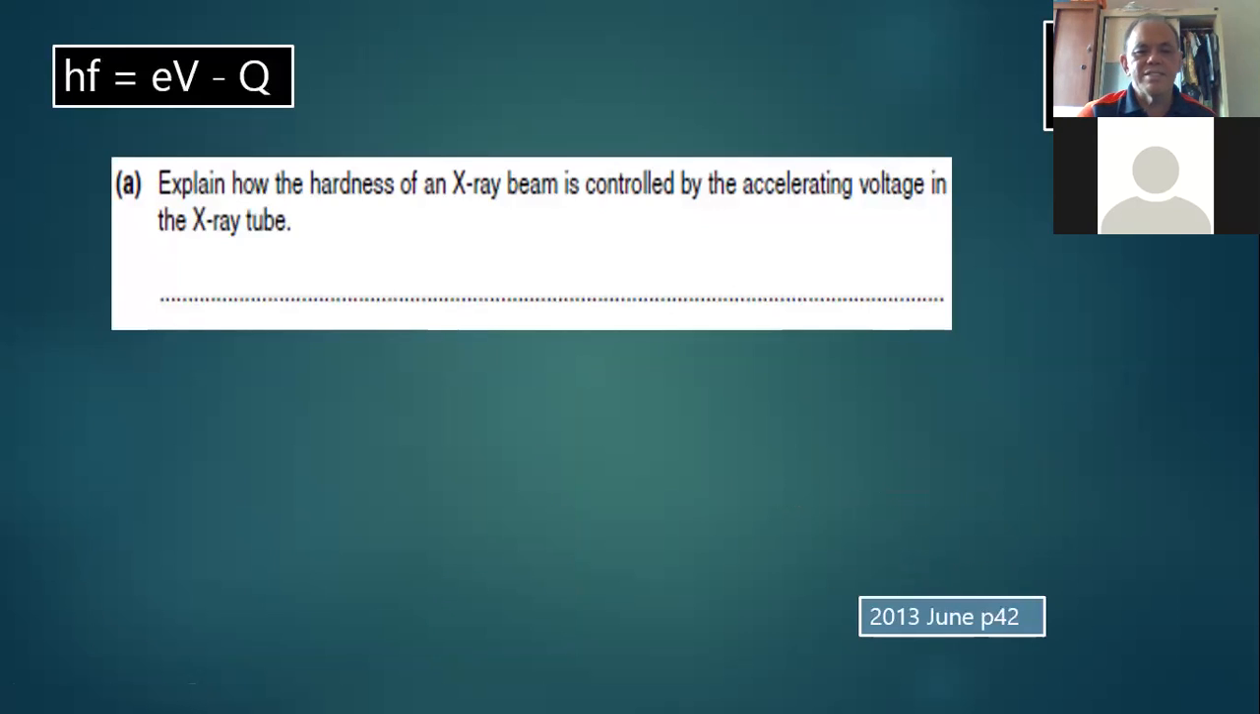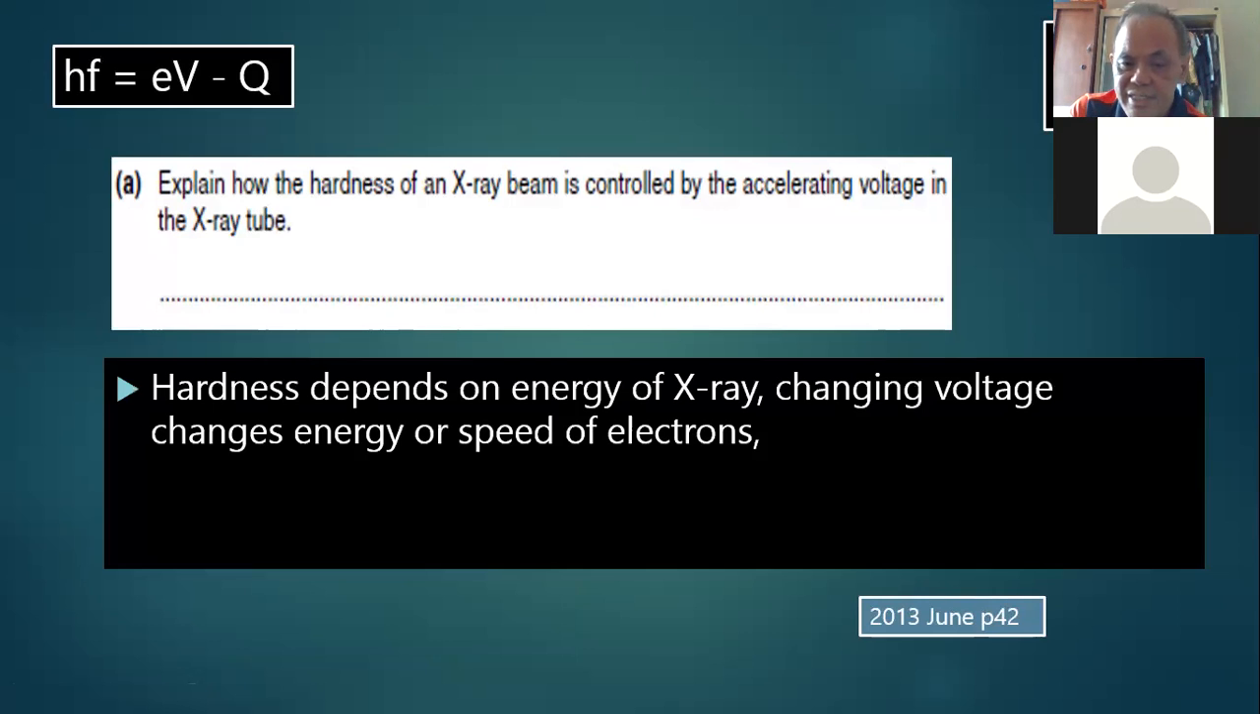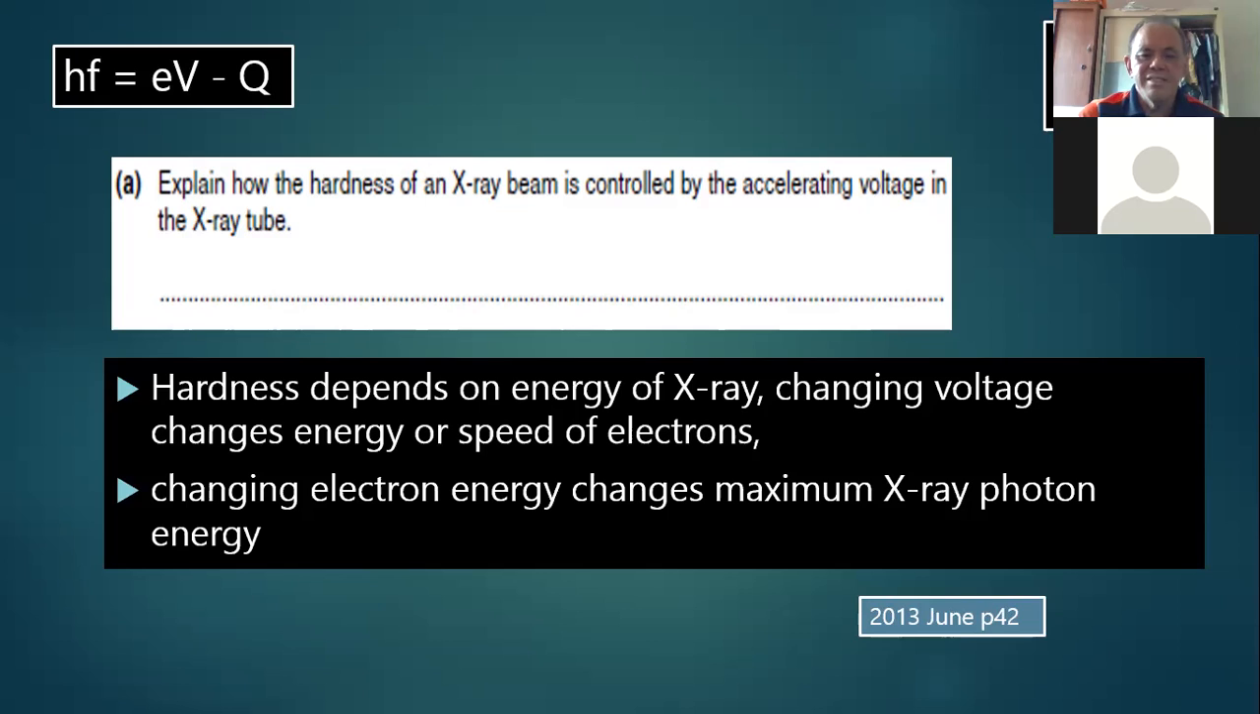Explain how hardness of X-ray is controlled by accelerating voltage in the X-ray tube. Hardness depends on energy of X-ray. Changing the voltage changes the energy or speed of the electron. Changing electron energy changes the maximum X-ray photon energy. Remember, the maximum energy of the photon of X-ray depends on your accelerating potential. Larger accelerating potential, you give more kinetic energy to the electron. So the X-ray energy will also be larger.